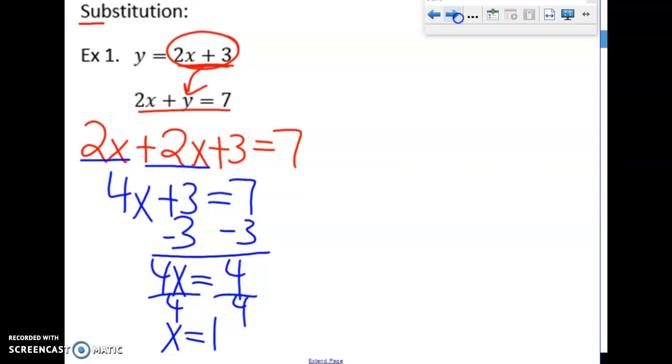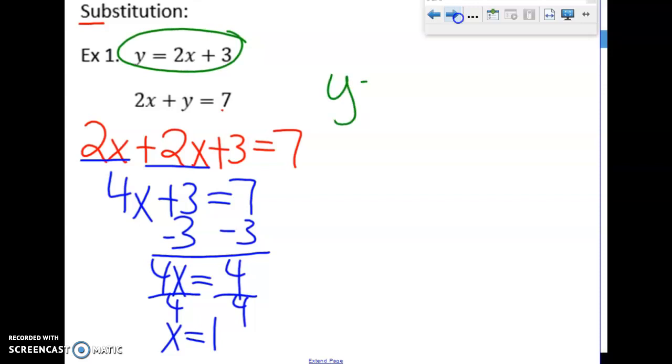Now, that is not the end. We always want to solve for both x and y. So once we've solved for one variable, it actually makes it much easier to solve for the missing variable, in this case y. Now, we get to choose which equation we want to work with. So when we're given the choice, always try to choose the easier equation to solve for y, and that would be this one right here, which is already solved for y.